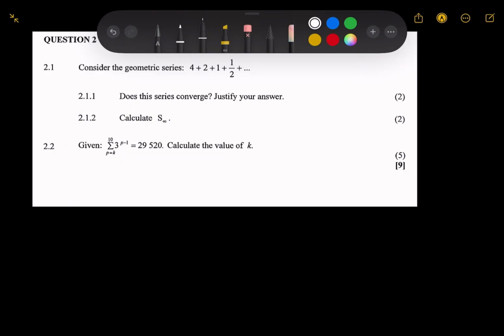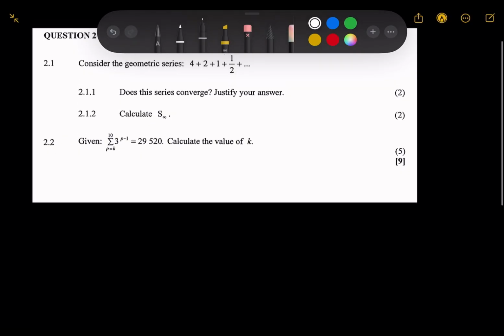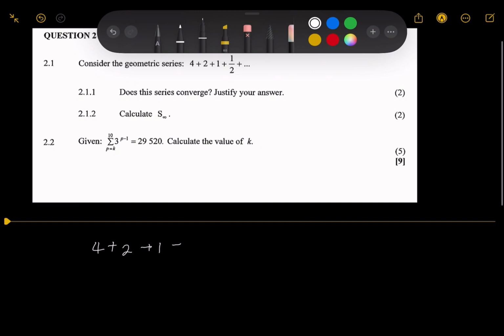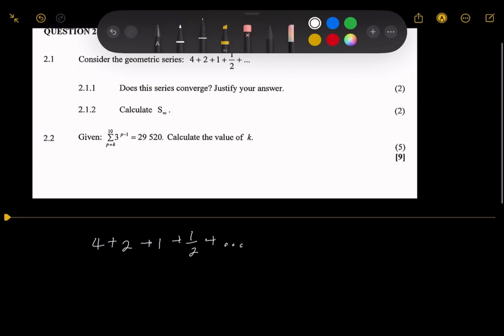So, the question says consider the geometric series 4 plus 2 plus 1 plus 1 over 2. Let's just write it: 4 plus 2 plus 1 plus 1 over 2. And the question says, does the series converge? And we know that to converge simply means to meet. Right? And how do you know whether the series converges?